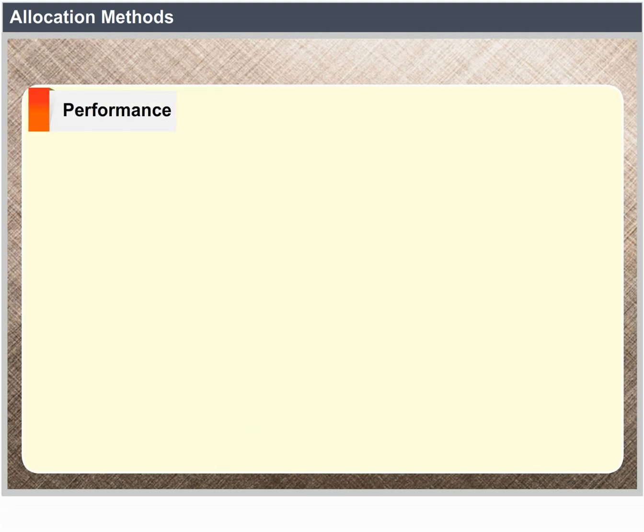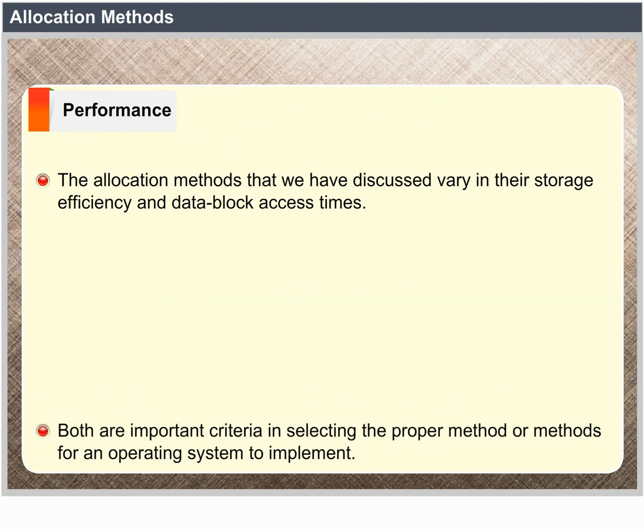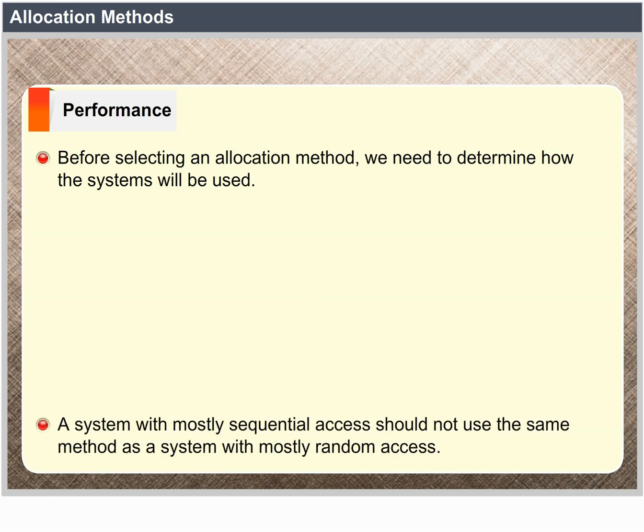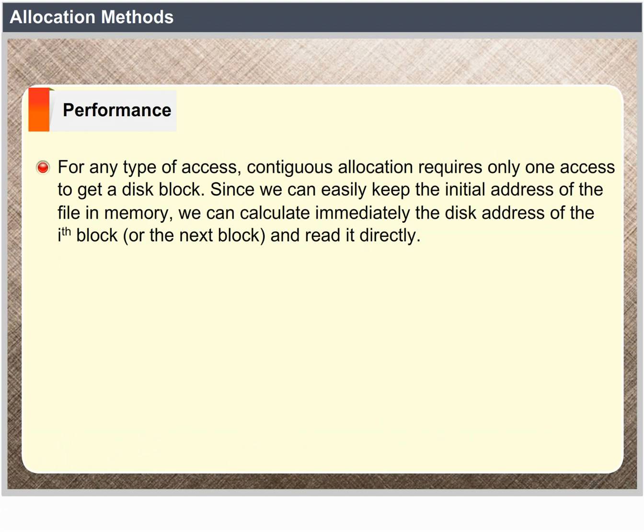Performance. The allocation methods that we have discussed vary in their storage efficiency and data block access times. Both are important criteria in selecting the proper method or methods for an operating system to implement. Before selecting an allocation method, we need to determine how the systems will be used. A system with mostly sequential access should not use the same method as a system with mostly random access. For any type of access, contiguous allocation requires only one access to get a disk block. Since we can easily keep the initial address of the file in memory, we can calculate immediately the disk address of the ith block or the next block and read it directly.